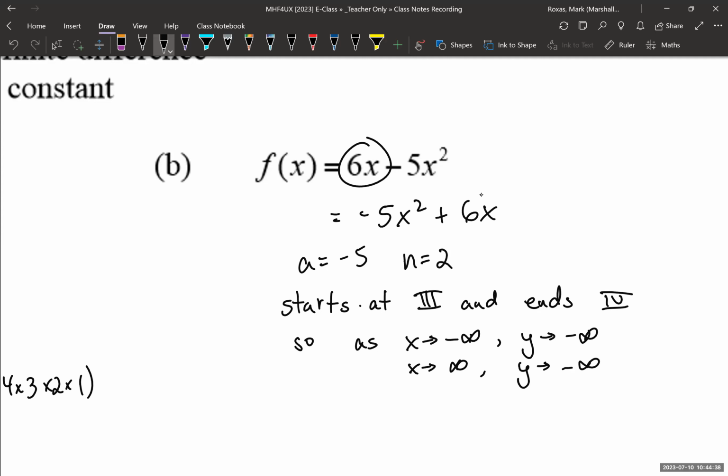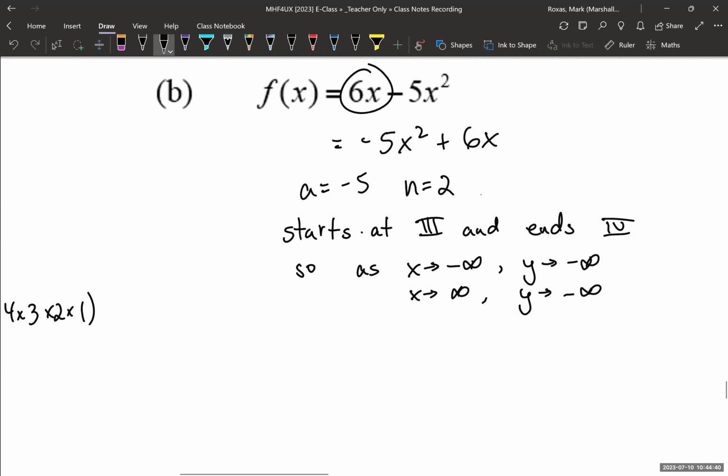Okay, so we're going to say here, the second difference is equal to a times n factorial. So let's put in the values right away. Negative 5 times 2 factorial. 2 times 1 is 2 times negative 5 is negative 10. So your constant second difference is going to be negative 10. So imagine doing a table of values, second differences would be negative 10.